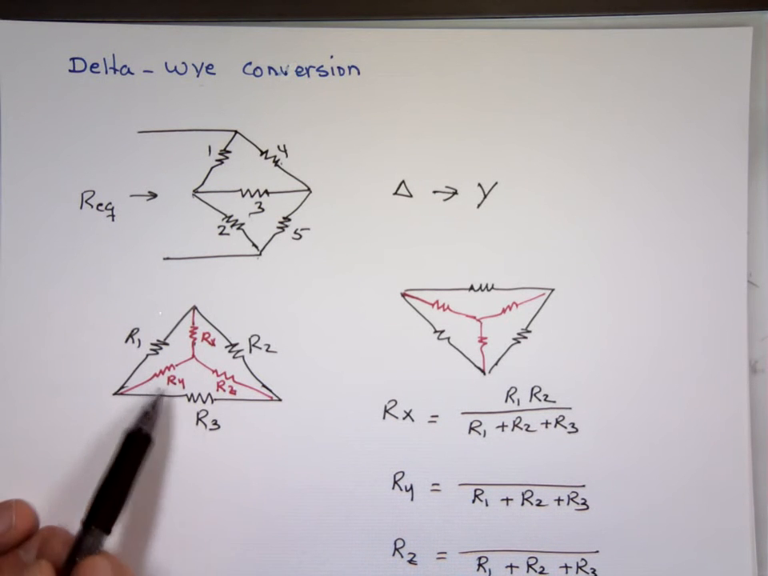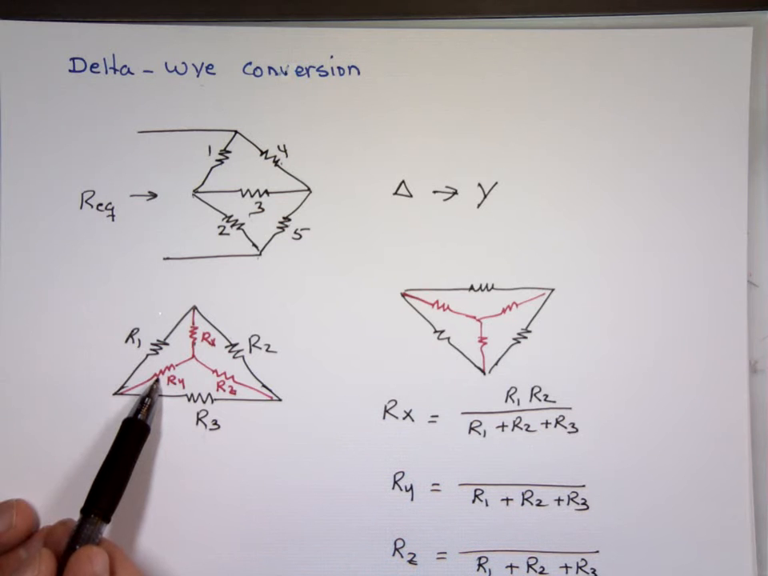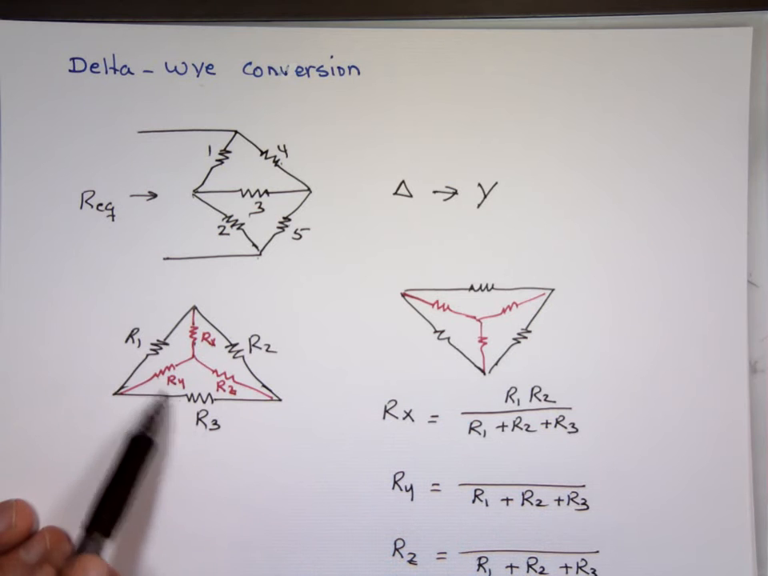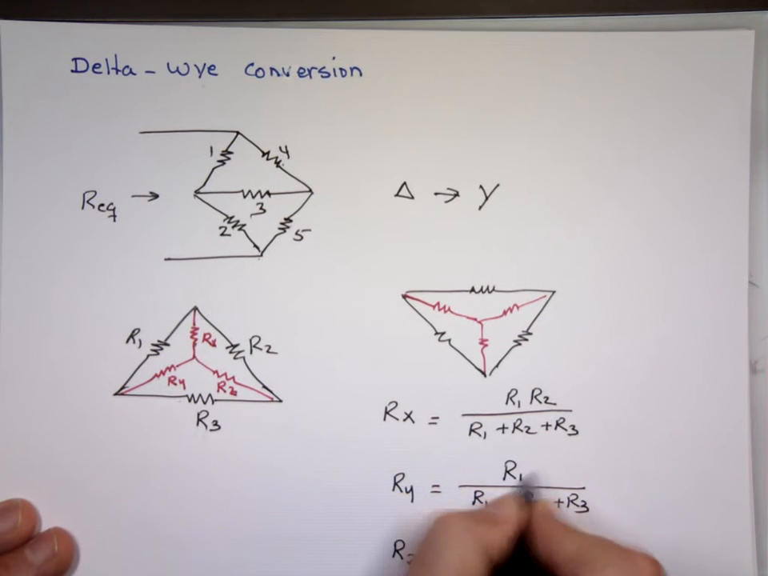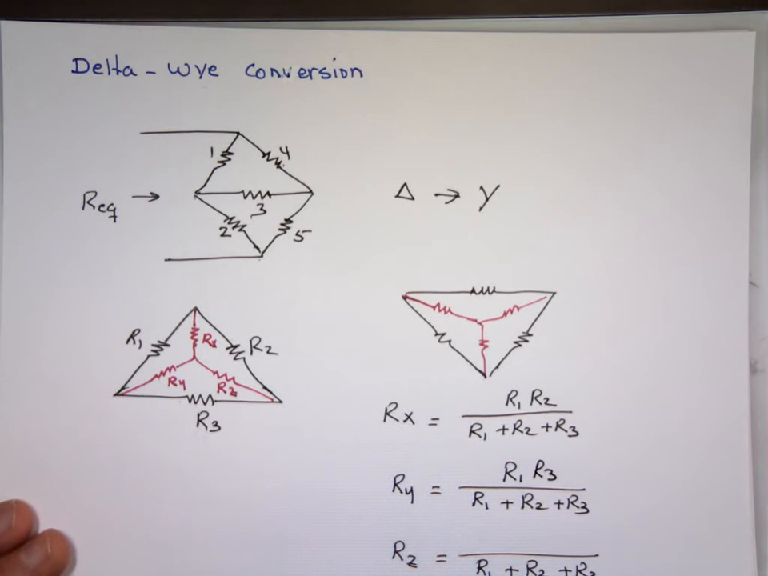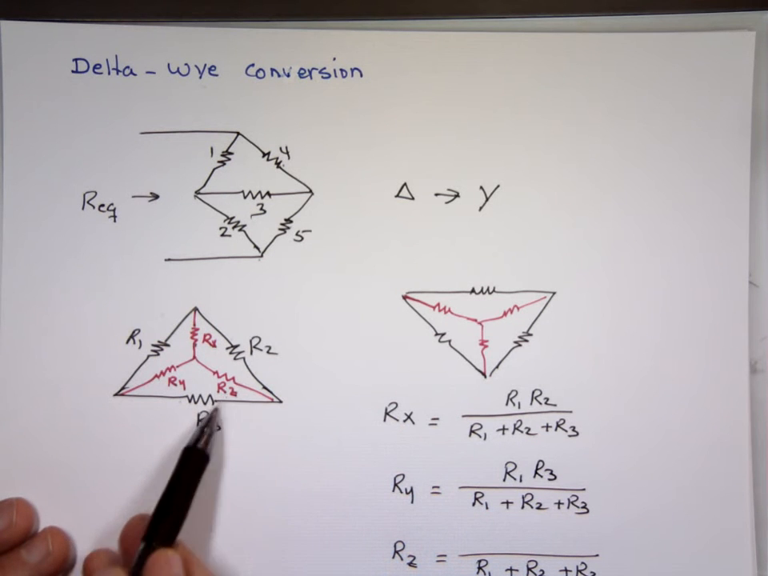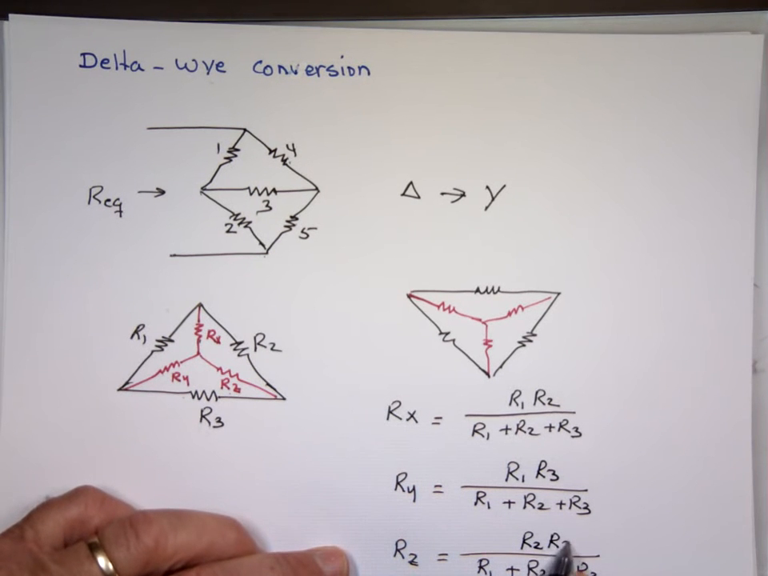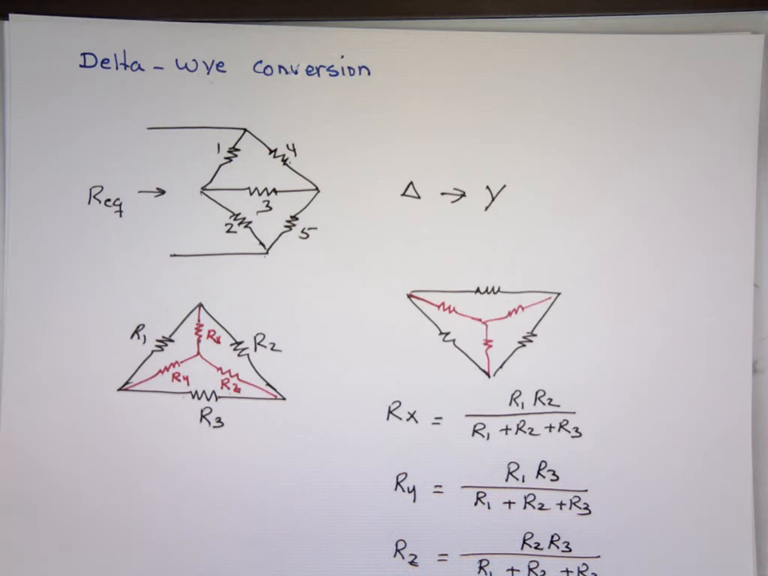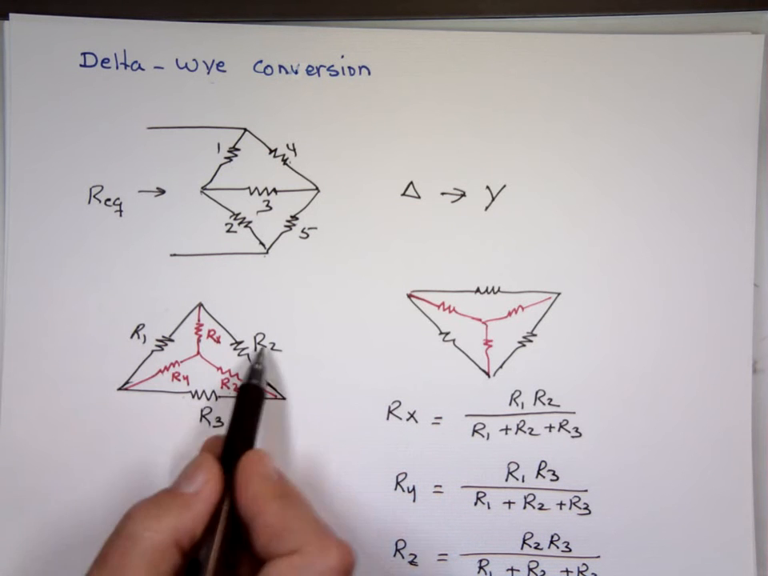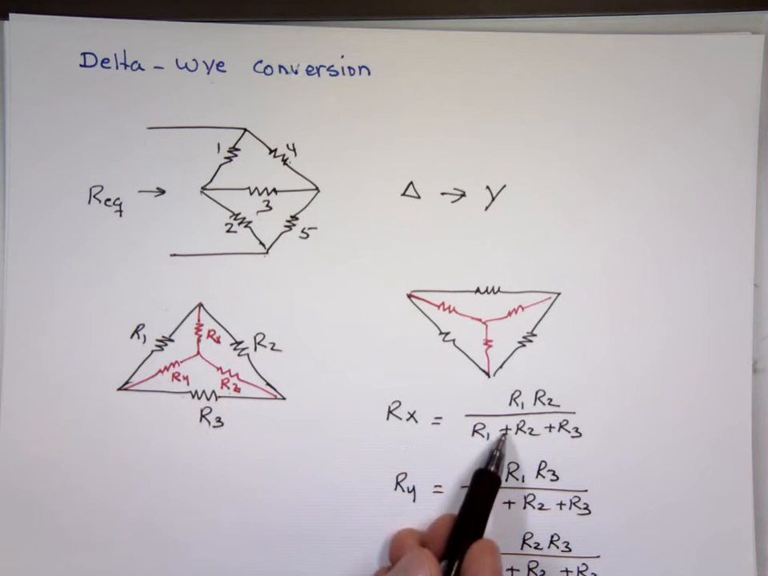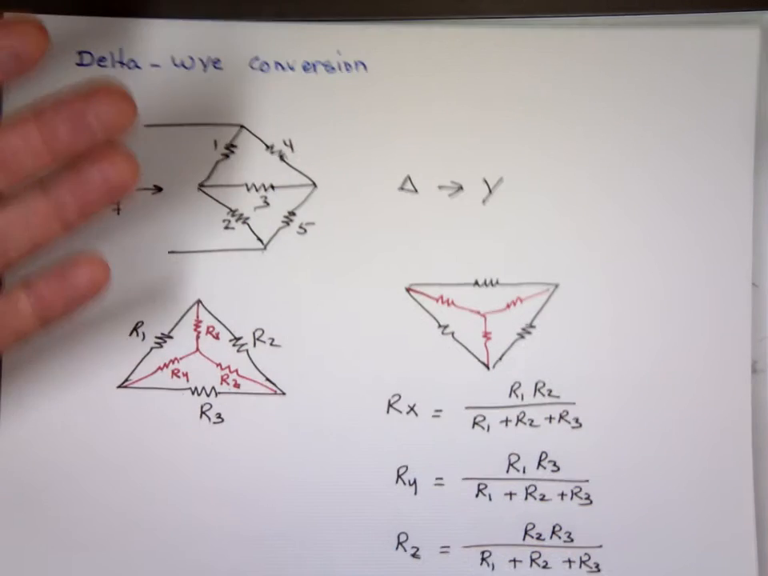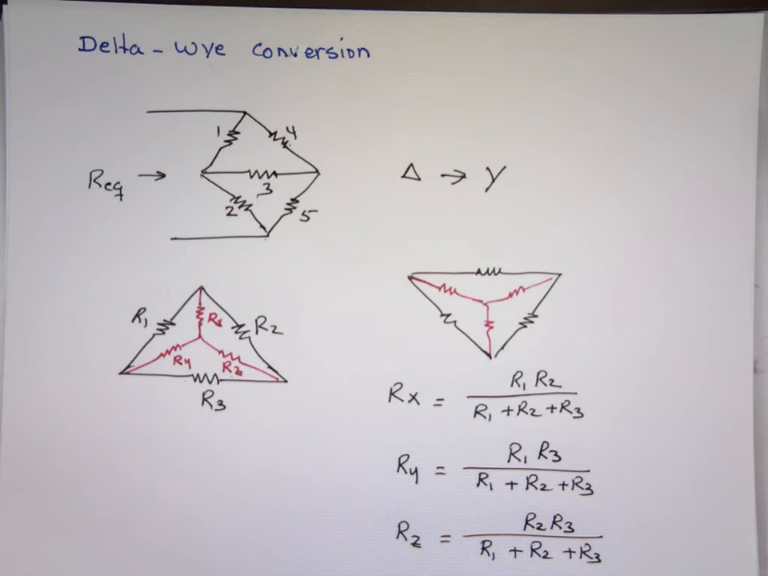R sub y, that's this resistor. What are the two adjacent resistors to it? R1, R3. And look at R sub z. The two adjacent are what? R2, R3. That's how we find the equivalent for each one. Now, if you're lucky, these values are equal, because if they are equal, once you find one of them, it's the same thing for the rest of them. You only got to do it once, but it's not that complicated to do. I mean, it doesn't take that long.